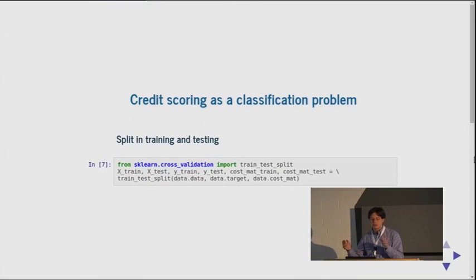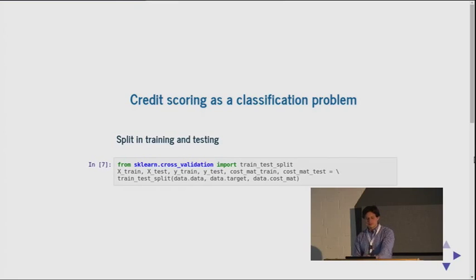So credit scoring is a classification problem. Using information about historical customers, I want to predict which new customers are going to be bad customers, and then make a simple decision and not give money to those customers.